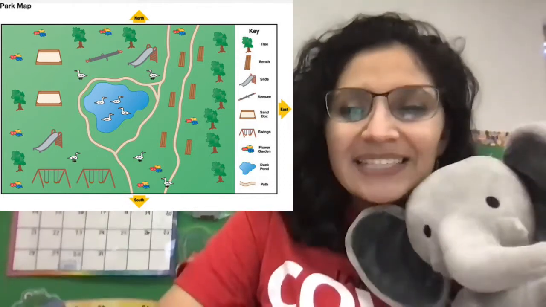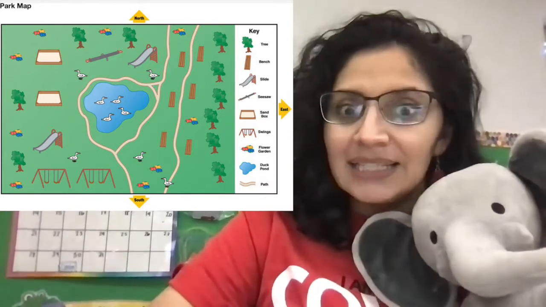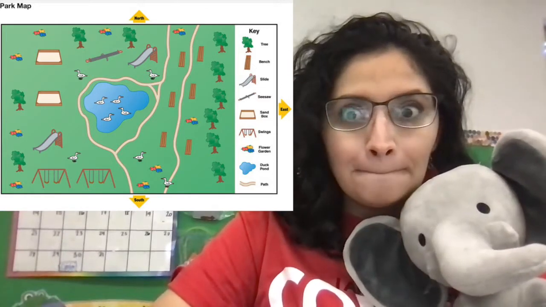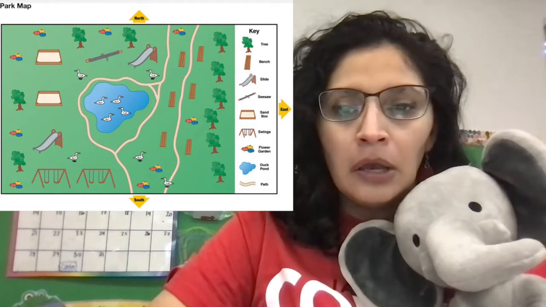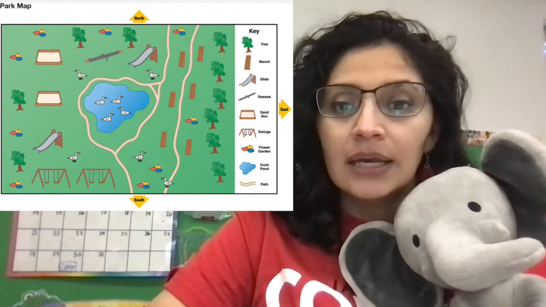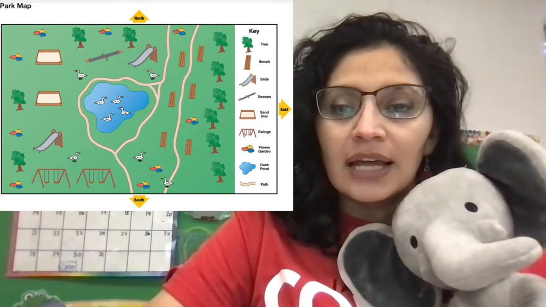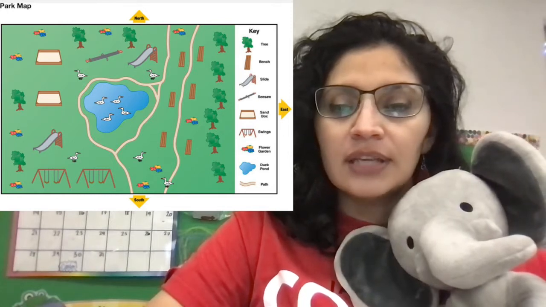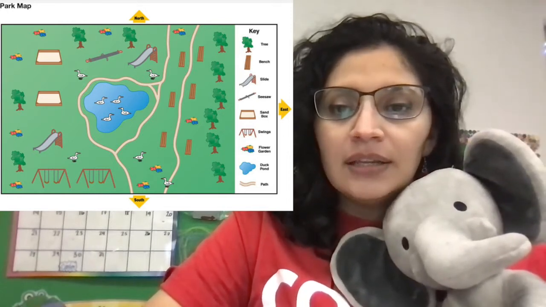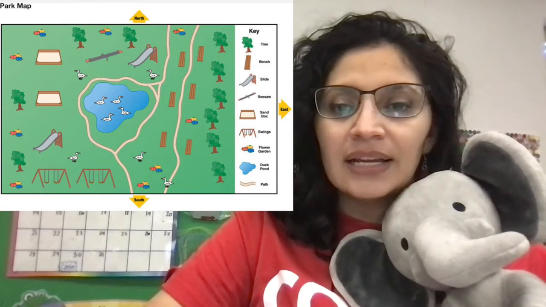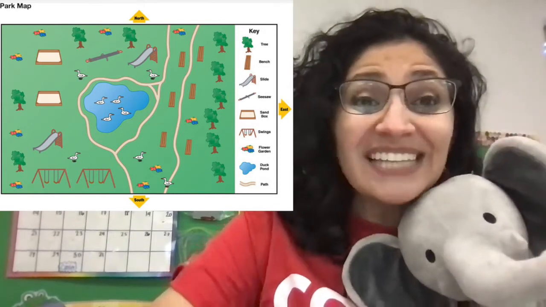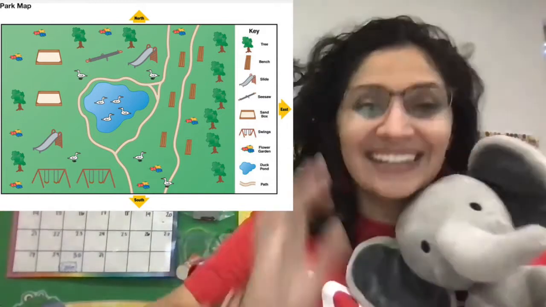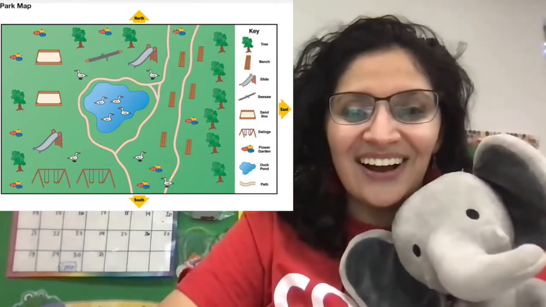Friends, what is between one of the slides and the sandbox? So we're going to look for the slide. Okay, so I see two slides. And now I'm going to look at the sandbox. Oh, there's a sandbox. Okay. And is there anything between the slide and the sandbox? Yep, right there. Do you see what it is? What is it, friends? Say it nice and loud. The seesaw. Good job.